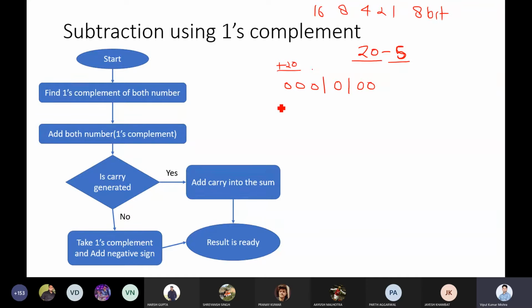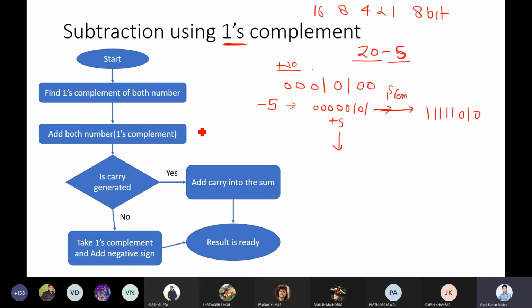Now when you say minus 5, I want to represent minus 5 in 1's complement. First of all, what will be the 5? 5 will be plus 5, which is 1 0 1, and then all the remaining 5 bits will be zeros. Now this is plus 5. Now I want to represent minus 5, so let me take the 1's complement of this. Then the value will be 1 1 1 1 1 then 0 1 0.